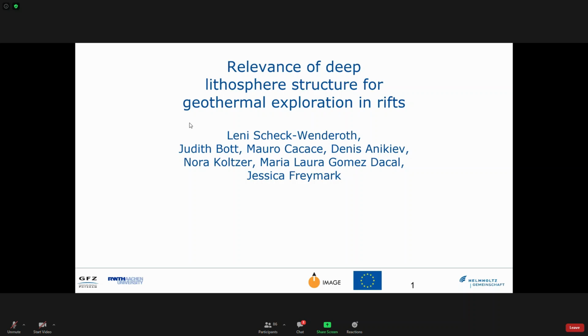My title is a bit larger than 15 minutes, so I will try to nevertheless convey some message on what the lithosphere structure means for geothermal exploration in rifts. And thanks for posting this nice picture from our section that, however, shows coupled heat and fluid transport of a model in the middle of an intracontinental basin and not in a rift. So I will not show anything of that area.